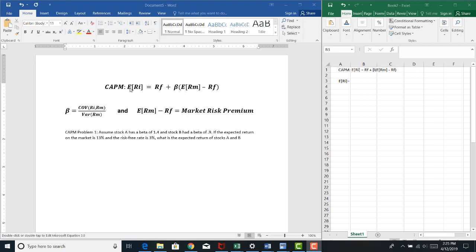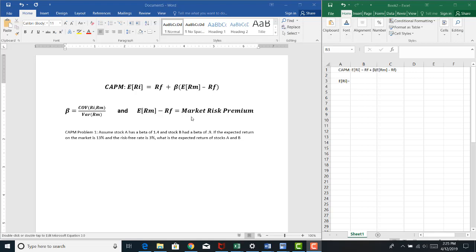So here's the CAPM formula. The expected return for any asset i is equal to the risk-free rate plus beta, the measure of systematic risk, which is defined here, times the difference between the expected return on the market and the risk-free rate.